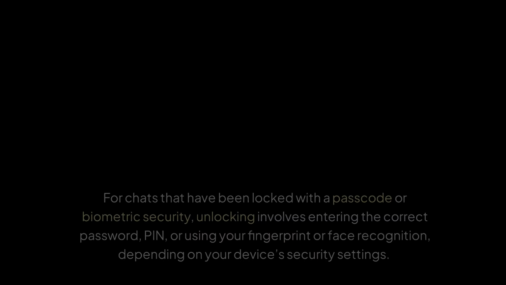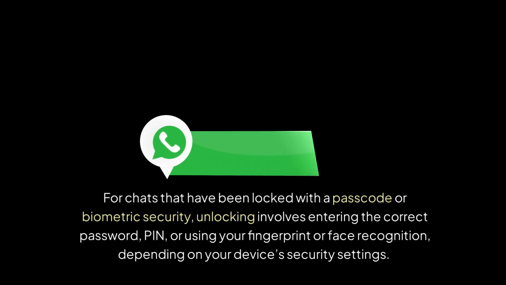You'll then see an option to unarchive it, which will return the chat to your main chat list. For chats that have been locked with a passcode or biometric security, unlocking involves entering the correct password, PIN, or using your fingerprint or face recognition depending on your device's security settings.